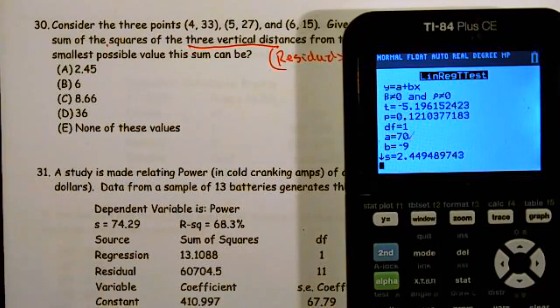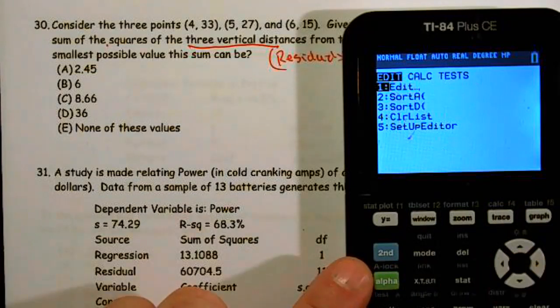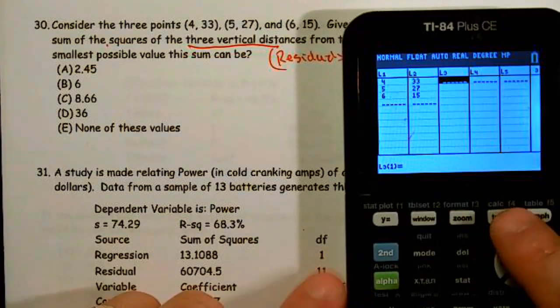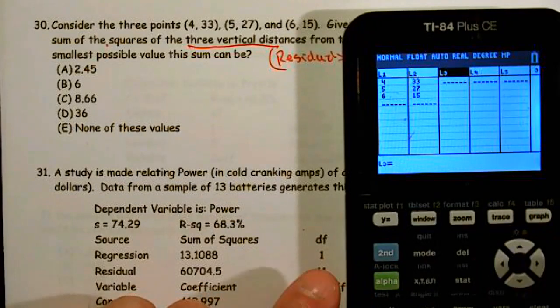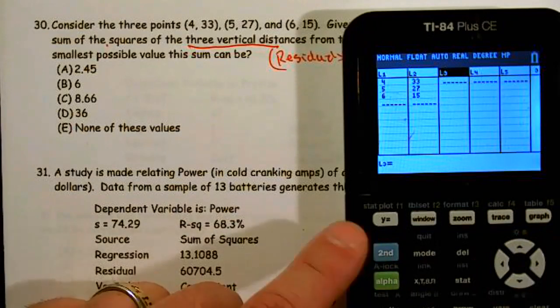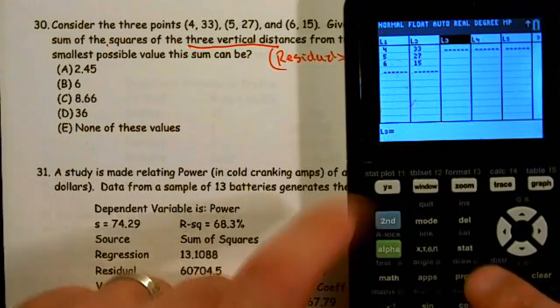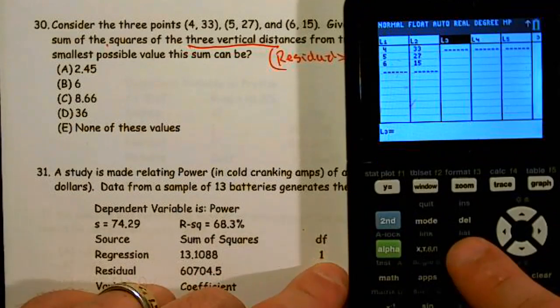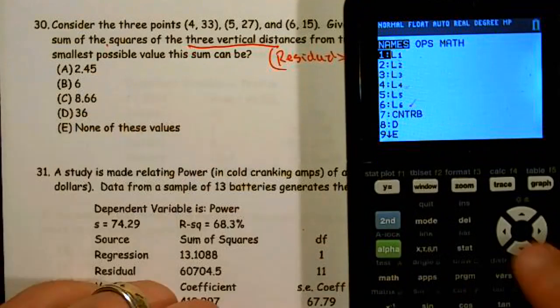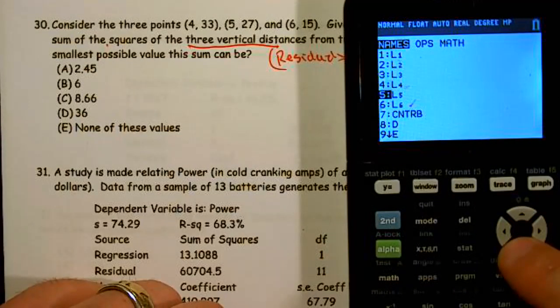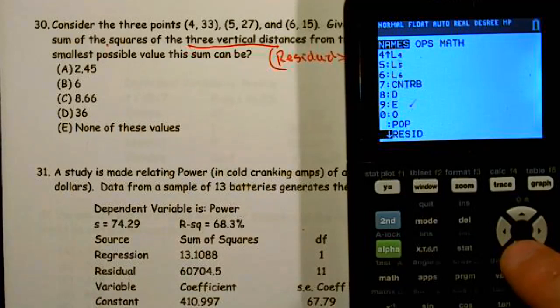Well, I don't really care about that. What I care about are the residuals. Now that I've done the regression equation, I can go back over to stat edit, go over to L3, go to the top of it, and calculate my residuals. To calculate your residuals, you go second stat, because you're looking for the list. Your calculator will show up differently depending on what you've put in it. I scroll down, and there's resid, which is short for residuals.